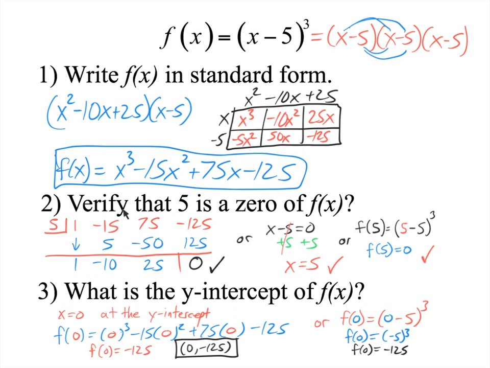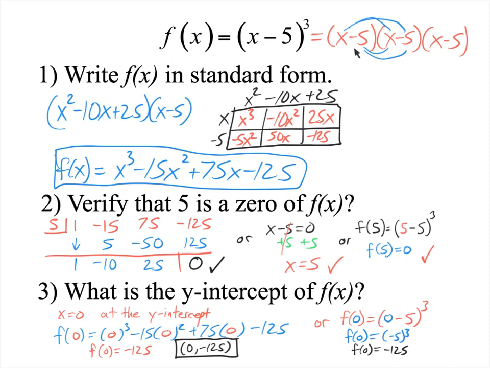Next question is, verify that 5 is a 0 of f of x. Well, you can use this new function you made in standard form to verify 5. You can do it by doing synthetic with 5, and the 1, negative 15, 75, and negative 125. And then when you do synthetic, if it gets a remainder of 0 here, you have a 0.